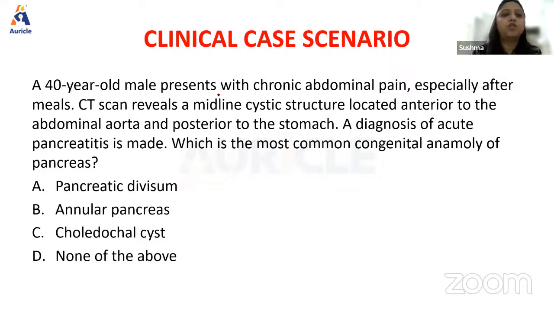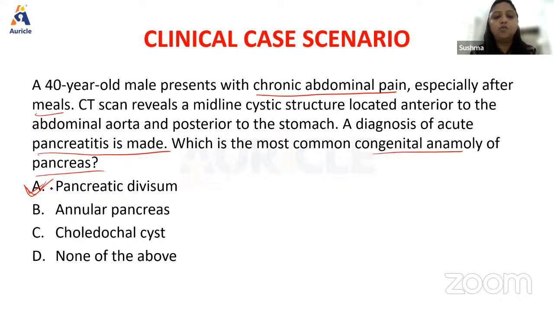We have a 40-year-old male who presents with chronic abdominal pain, especially after meals. CT scan reveals a midline cystic structure located anterior to the abdominal aorta and posterior to the stomach. Diagnosis of acute pancreatitis is made. What is the most common congenital anomaly of the pancreas? The answer to this is actually pancreas divisum. We will see how pancreas divisum is formed and what the different congenital anomalies of the pancreas are.